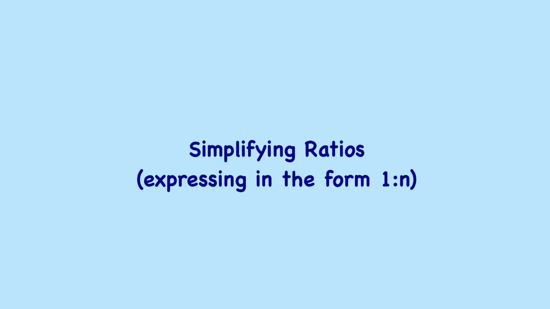Simplifying ratios. You're sometimes asked to compare ratios by expressing them in the form of 1 to n. This means that one of the parts of the ratio has to be 1 and the other part can be anything, including a decimal. This is very useful when you're comparing. Let's have a look at an example.